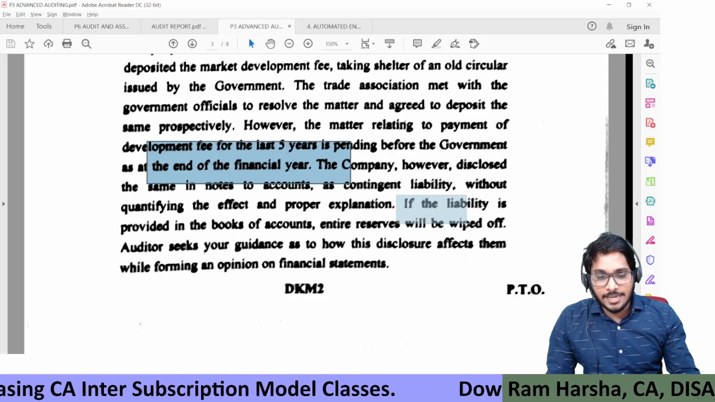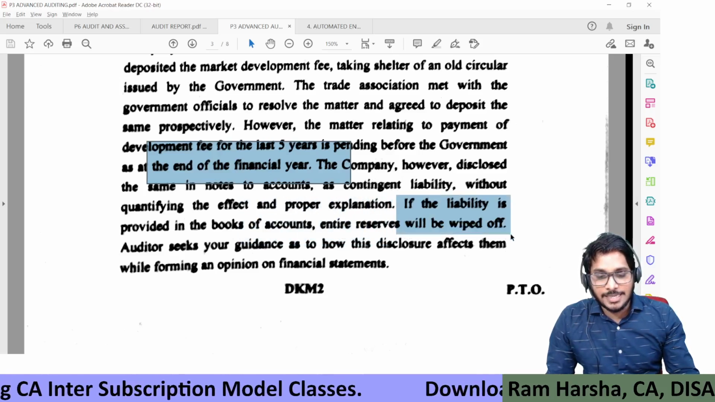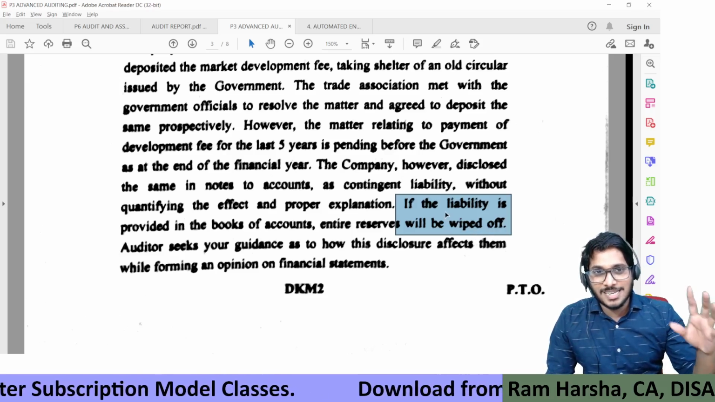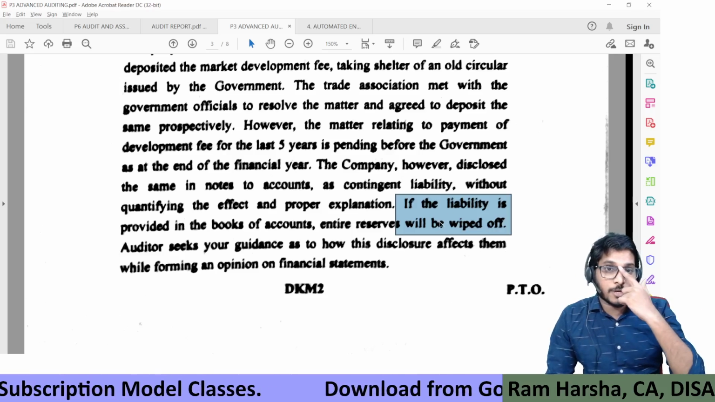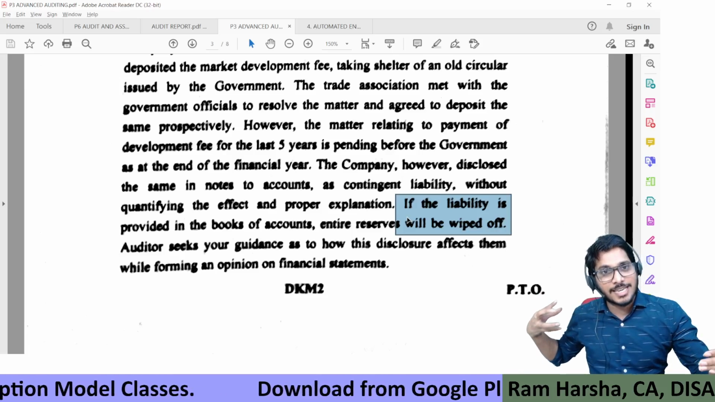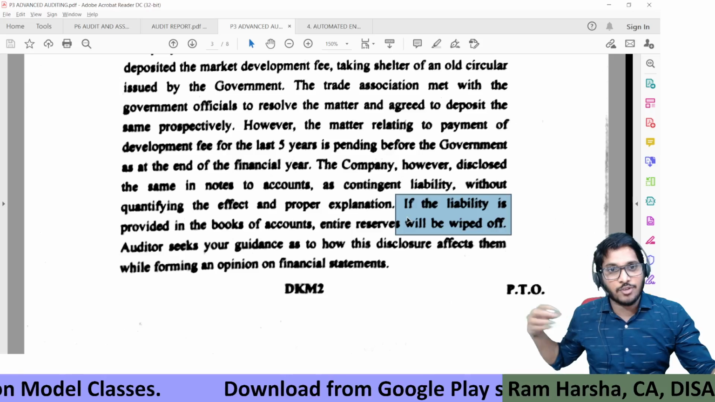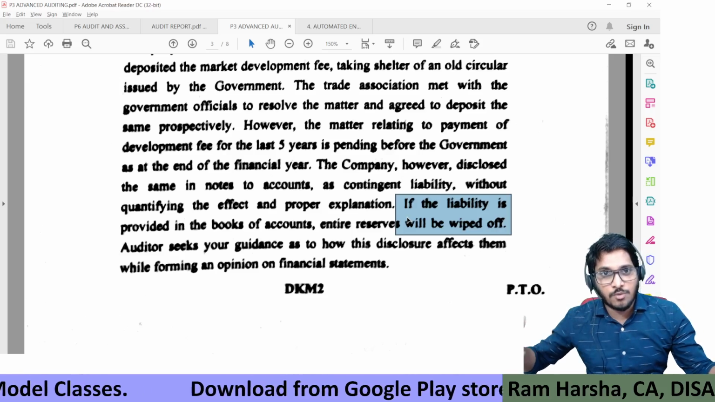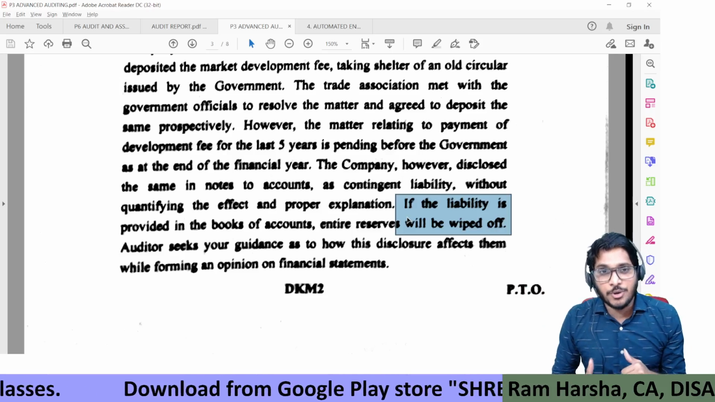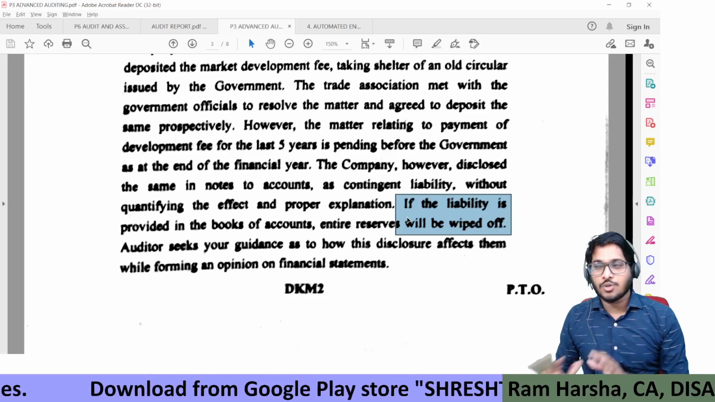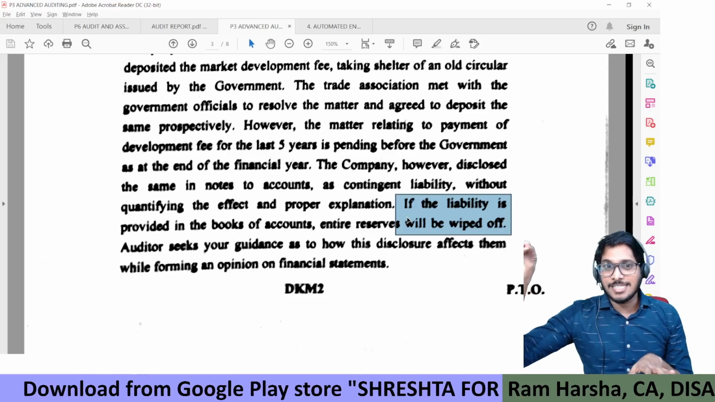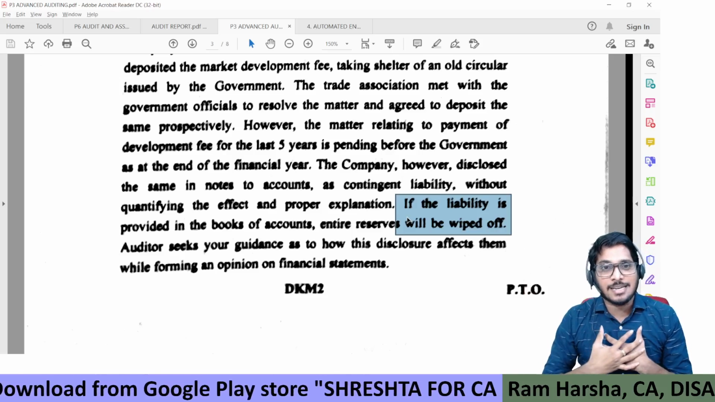At the end, if the liability is provided in the books, the entire reserves will be wiped off. But we don't know whether the liability will be provided or not, because there is a dispute on that. If we lose the case, we have to create a liability and the entire reserves will be wiped off, which means our entity will close down. If we win the dispute, there is no need for that. So there is a dispute which raises significant doubt about going concern ability.